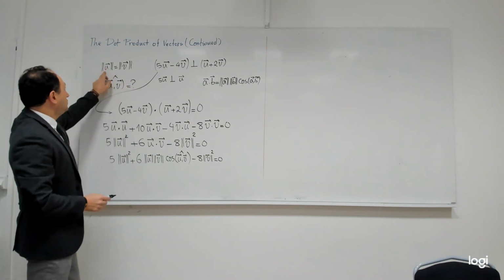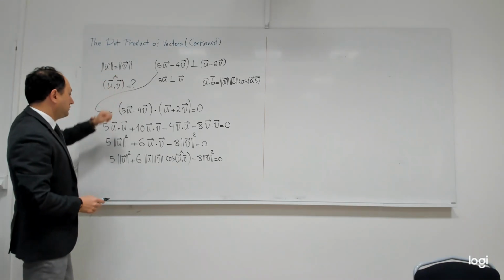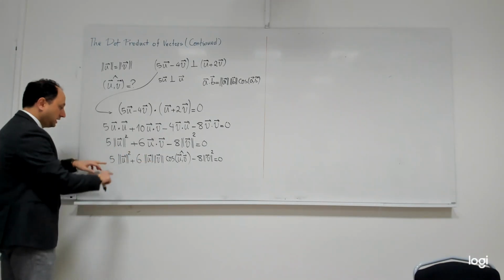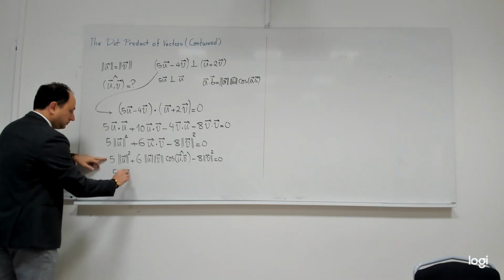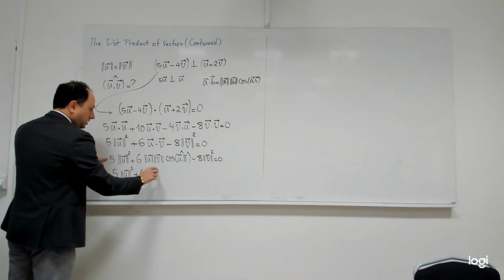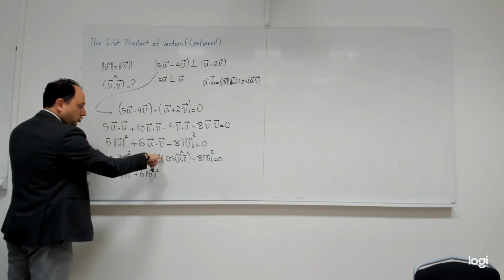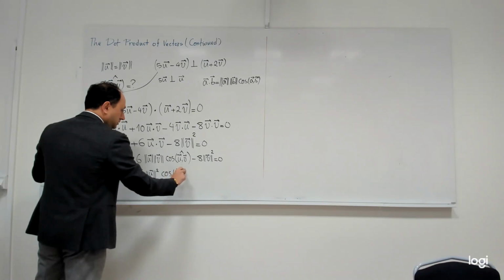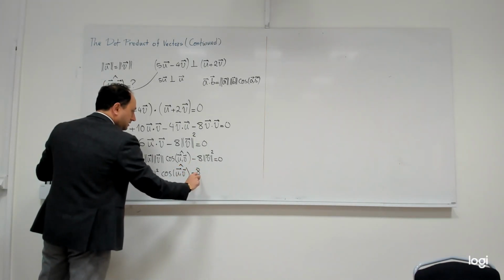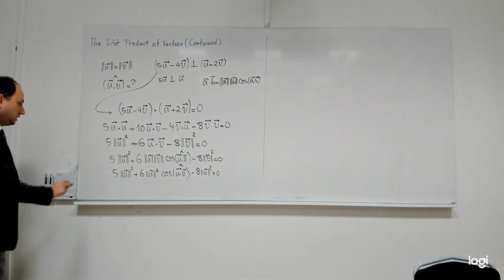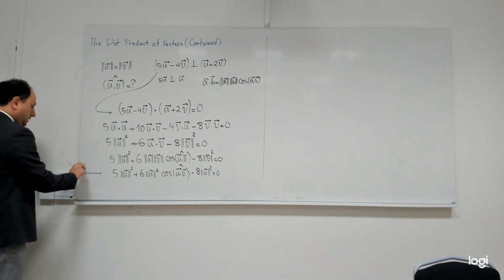Because now I know that the norm of u is equal to the norm of v, I replace everywhere that I see the norm of v with the norm of u. So I will keep this one, and then this becomes 6 norm of u squared, because norm of v and norm of u are the same. Instead of norm of v, I put norm of u. And then the cosine of the angle, which is still not known. And then I can write 8 norm of u squared again. Is that understandable? So here, norm of u is equal to norm of v, given in the problem.